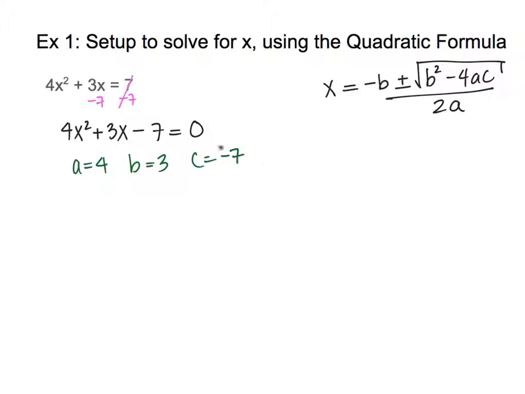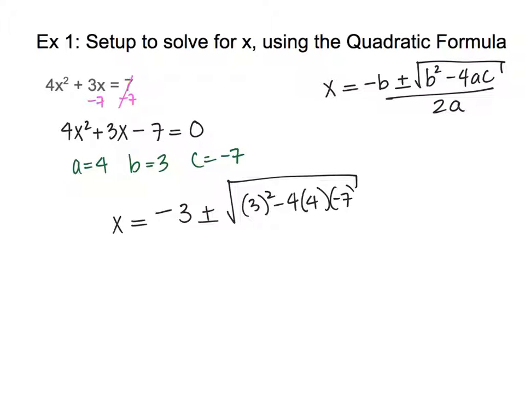Now back to this problem here. I've just found a, b, and c, so I'm ready to plug these values into my formula. Notice how x is going to be equal to negative b. So you have a negative in this formula, but then you're going to grab your b, plug it in, plus and minus the square root of b squared. So b is going to be 3 squared, and I'm going to put that in parentheses. Minus 4ac. So a here is 4, c here is negative 7. This is all going to be over 2a, and a here is 4, so I have to plug in a 4.